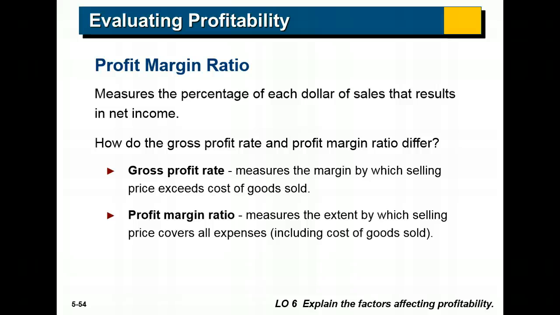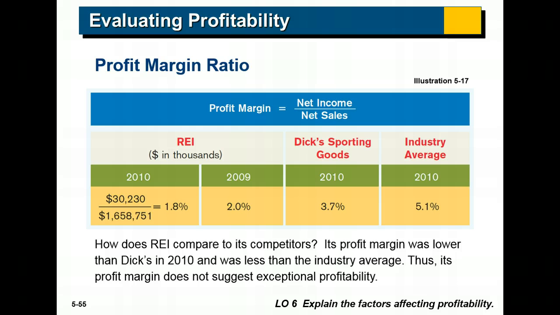So what's the difference between gross profit rate and profit margin ratio? The gross profit rate measures the margin by which the selling price exceeds the cost of goods. Okay? The profit margin ratio measures the extent by which selling price covers all expenses, including cost of goods sold. So let's look at this. The profit margin is taking into account net income, not gross profit, but net income divided by net sales. So isn't this interesting?